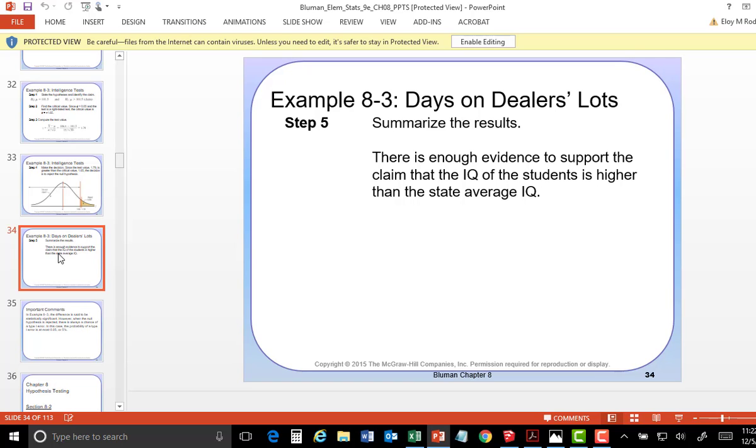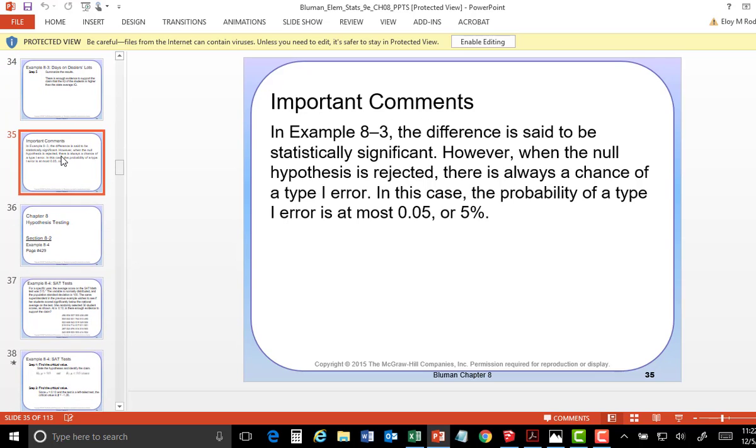Okay, so let's try another that has a t-distribution. So the difference is said to be statistically significant. However, when the null hypothesis is rejected, there is always a chance of what we call a type 1 error. I don't want you to waste a lot of time on this part, just know that if you make a false positive, we're going to call that type 1. If it comes out to be a false negative, it's type 2, okay?